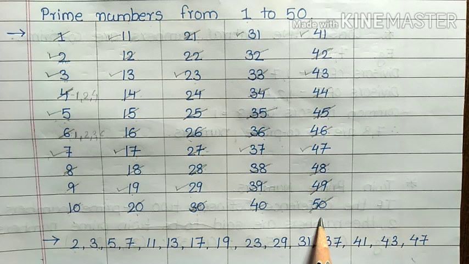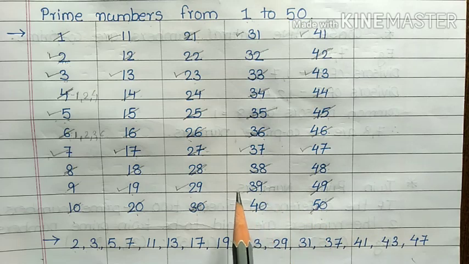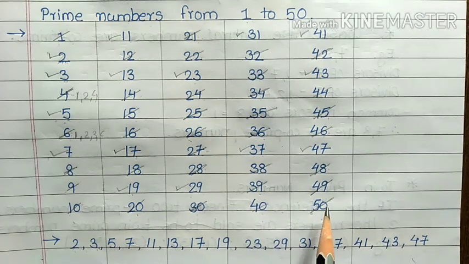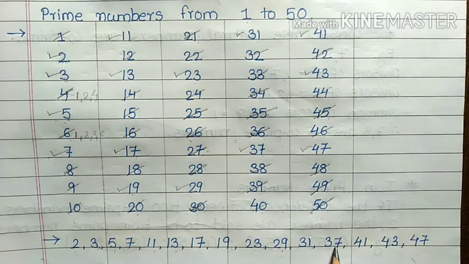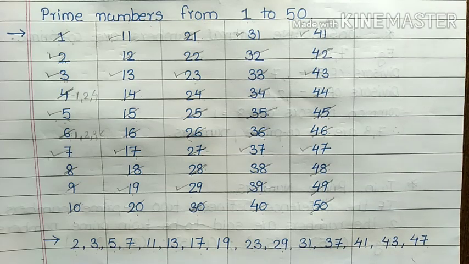Clear? So with the help of this method you can find the prime numbers from 1 to 100 or 1 to 200. With the help of this method it is easy to find prime numbers. So what are the prime numbers from 1 to 50? 2, 3, 5, 7, 11, 13, 17, 19, 23, 29, 31, 37, 41, 43 and 47.